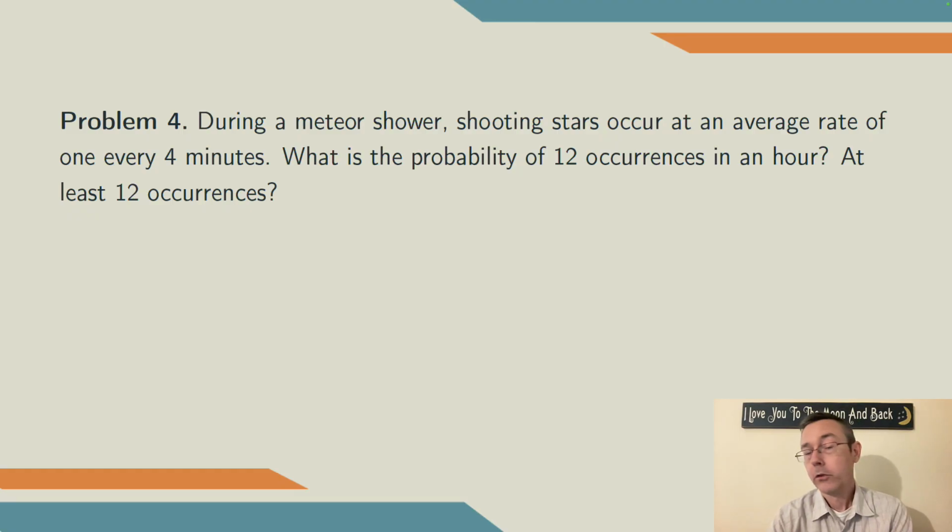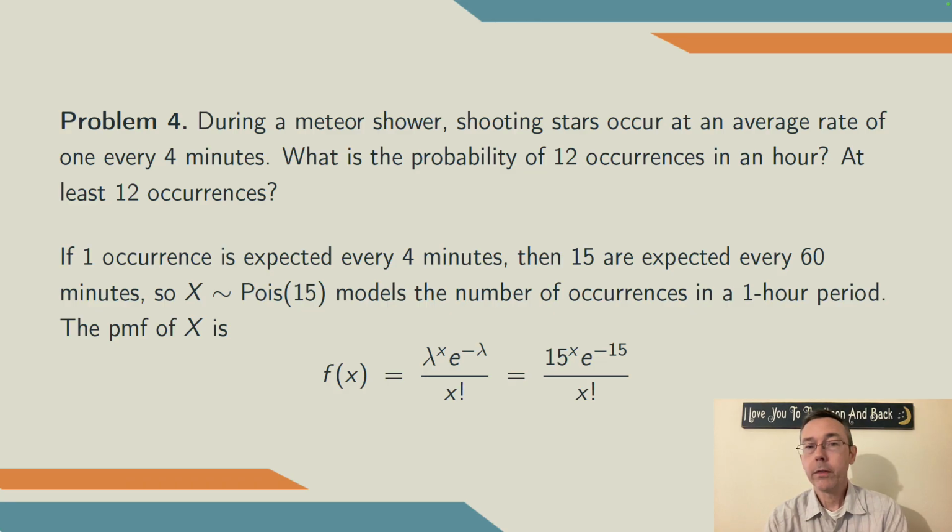Problem 4. During a meteor shower, shooting stars occur at an average rate of 1 every 4 minutes. What's the probability of 12 occurrences in an hour? At least 12 occurrences? So this time we're in a Poisson distribution. The number of occurrences when you have random and independent occurrences happening over a unit interval of time or some other unit interval. Here we're given that we expect 1 occurrence every 4 minutes, which corresponds to 15 expected every 60 minutes. So the question is about an hour, so I need to multiply everything by 15. So we're in the Poisson distribution with parameter lambda equals 15, the expected number of occurrences.